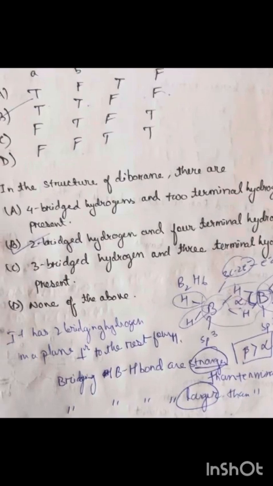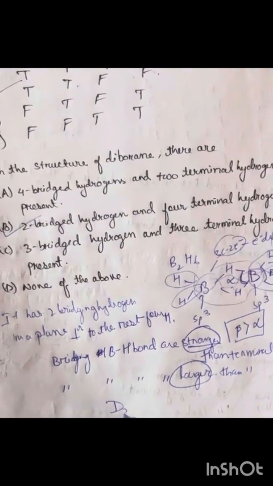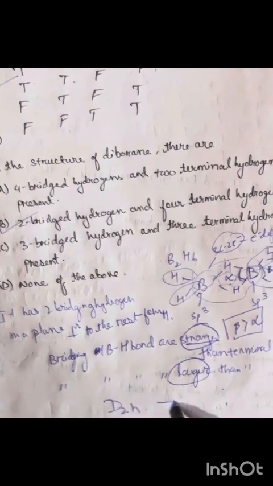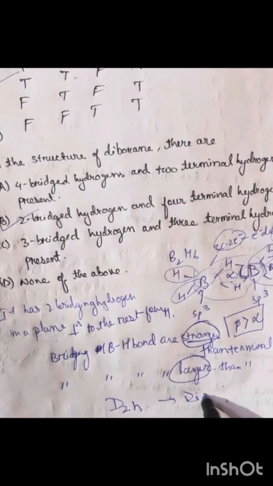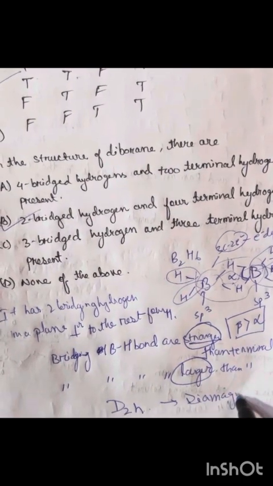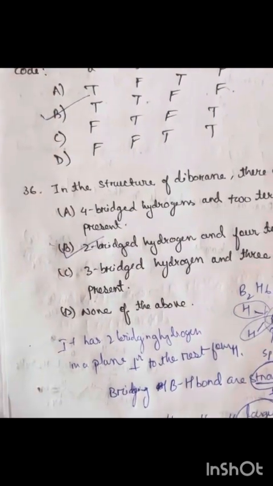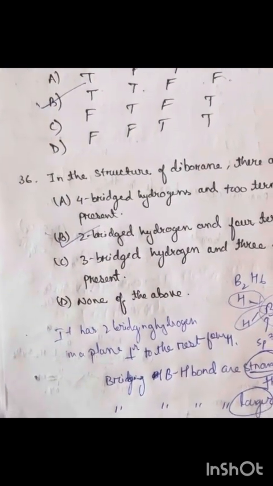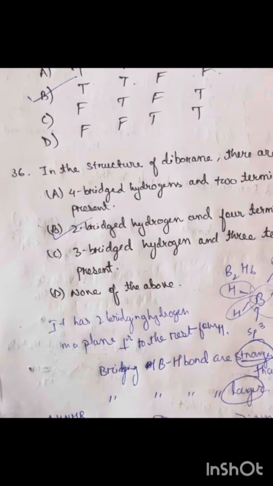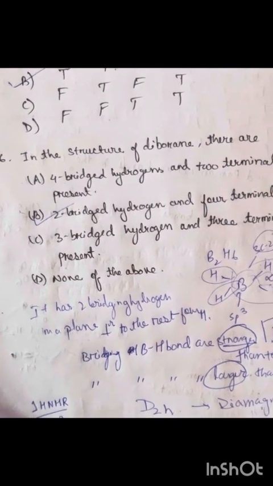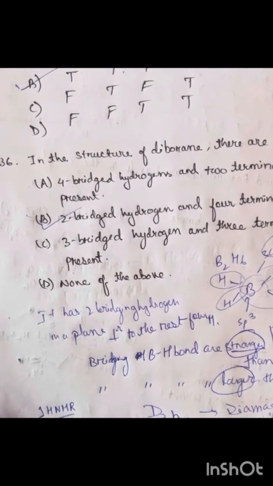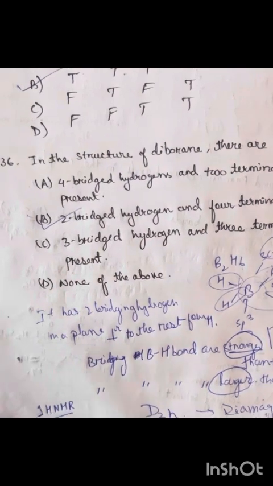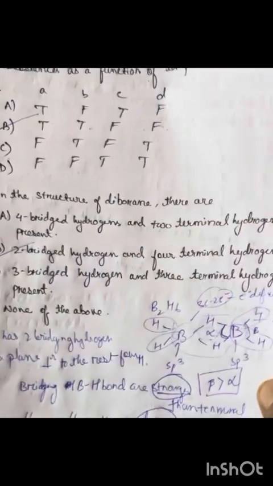One more thing you should know, point group is D2h, right? And the compound is diamagnetic. This is also important. Now more important is NMR. In 1H NMR, there are 2 peaks, and in 11B NMR, it is 1 peak. This is what is important to know about diborane.